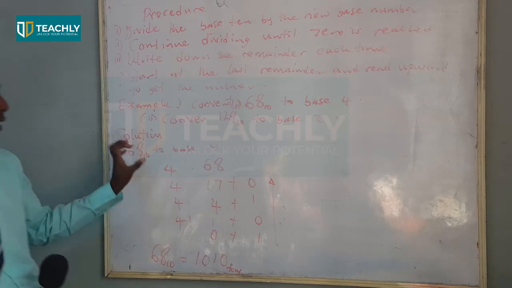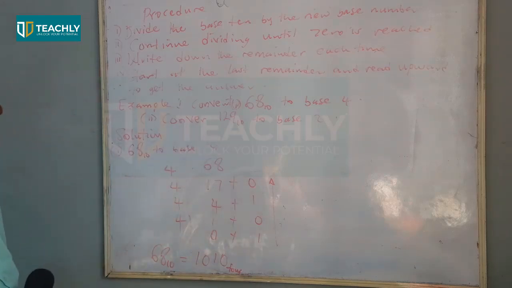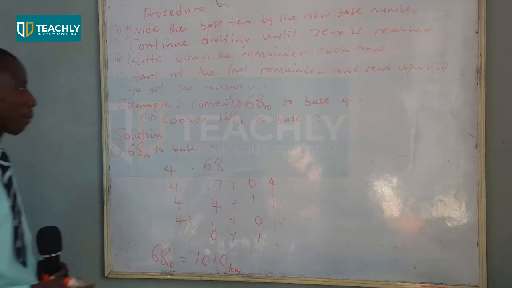So that is how we convert a number from denary, which is base 10, to base 4. Let's look at the second example, the second one.